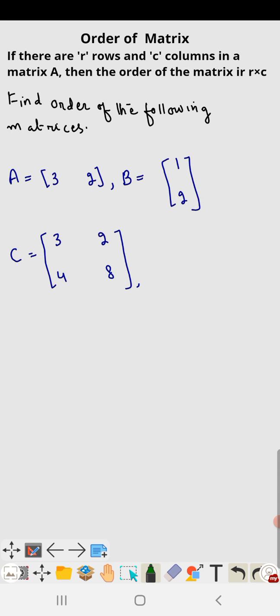Today we will learn order of a matrix. If there are R rows and C columns in a matrix A, then the order of the matrix is R by C.